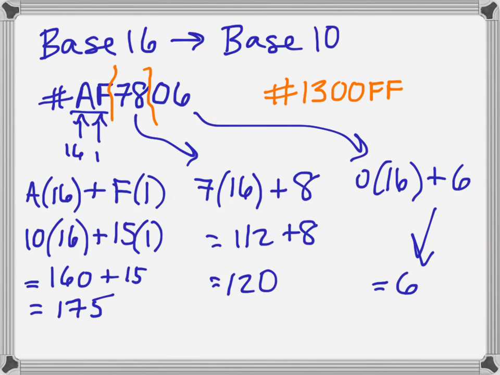And then if we wanted to write this as a color code, I would use parentheses and have 3 different numbers here, 175, 120, and 6, and that indicates that I've got various amounts of red, green, and blue.